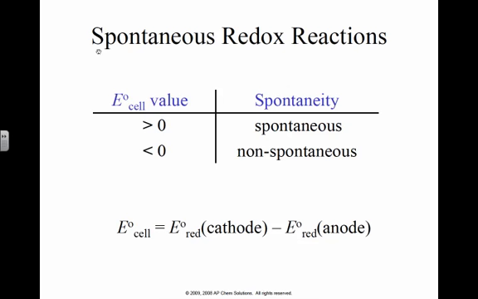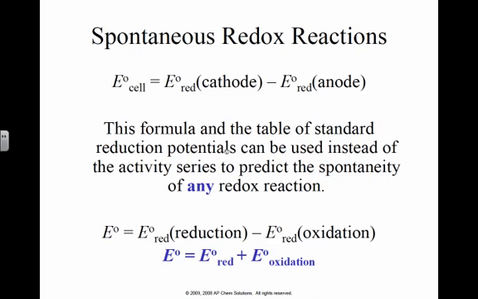If you hook up a voltaic cell and you connect the wires together and you get a positive E cell reading, then that means that the reaction is spontaneous. The electrons spontaneously go from the anode to the cathode. If you hook up the cell and you get a negative reading, then that means it would be non-spontaneous. The reaction does not take place.